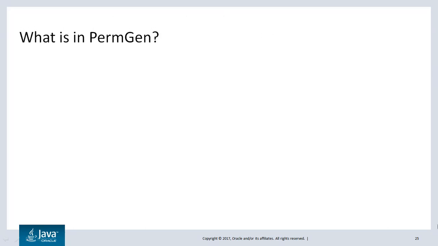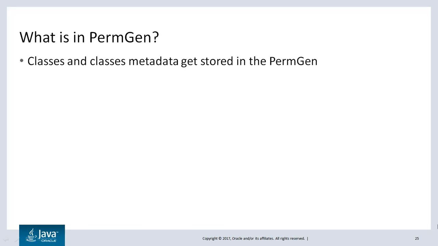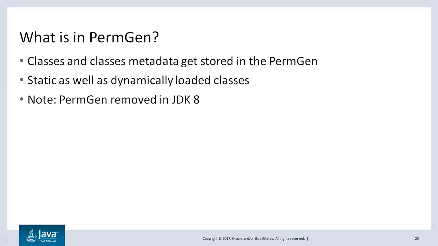Before looking at the OutOfMemoryError message for the permgen, let's first take a look at what's stored in the permgen. As we have learned in the previous lesson, classes and class metadata are stored in the permgen, which includes static and dynamically loaded classes. And to reiterate what I had already mentioned, permgen has been replaced with metaspace in JDK 8.